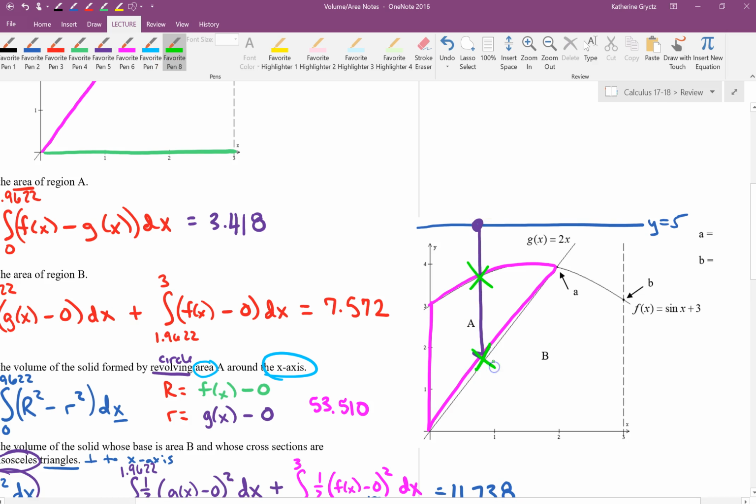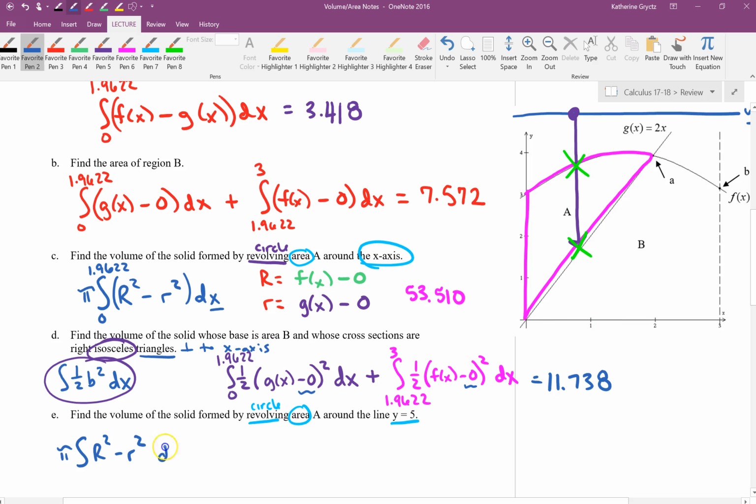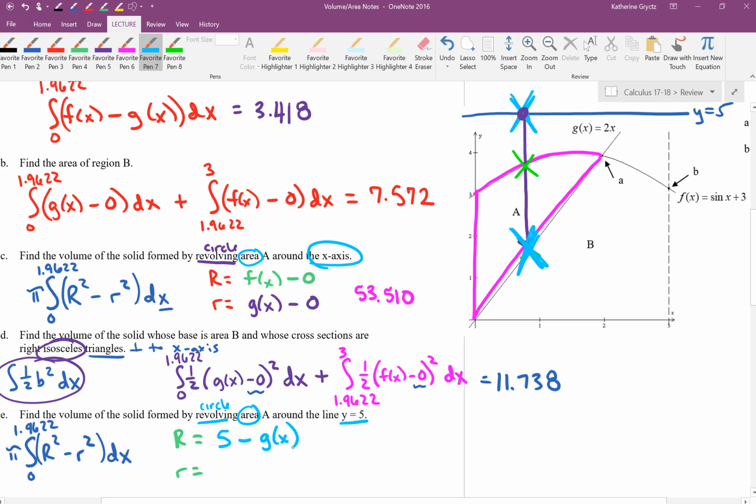Y equals 5 is a horizontal line just like the x-axis, so it's going to be dx, which just tells us our interval is going to be x's 1.0 to 1.9622. Then we just have to figure out again what our big radius is and our little radius. So again, follow these steps every time and they'll keep you from getting confused. Our big radius is going to be from the axis to the second curve that you would hit. So here to here, and you're going to do top minus bottom. And the top here is 5, and the bottom is g of x. And that's it for that radius.